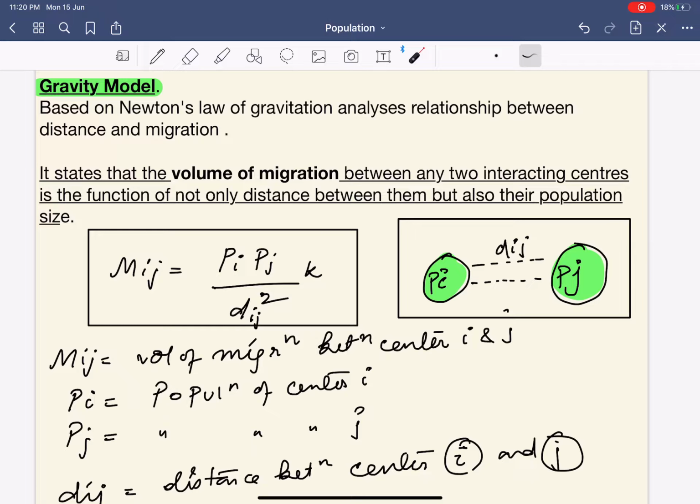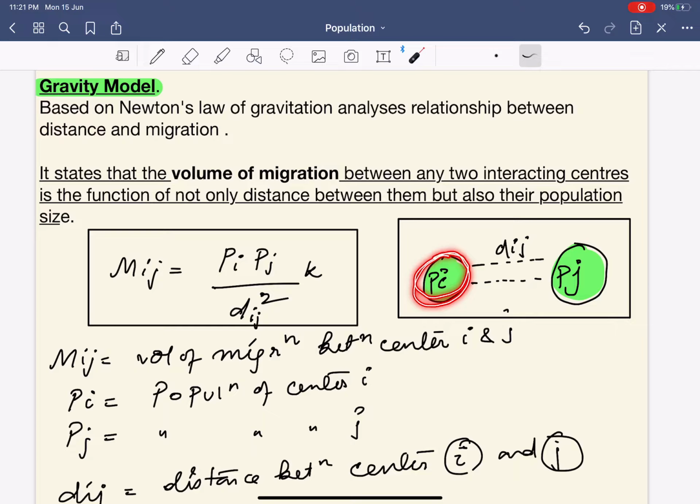The gravity model is based on Newton's law of gravitation and analyzes the relationship between distance and migration. It states that the volume of migration between any two interacting centers is a function of not only the distance between them but also the population size. Understand this.